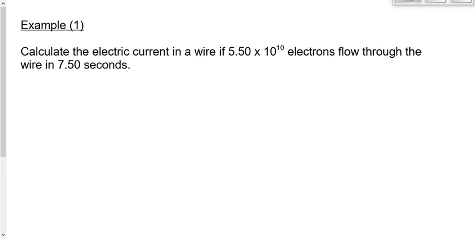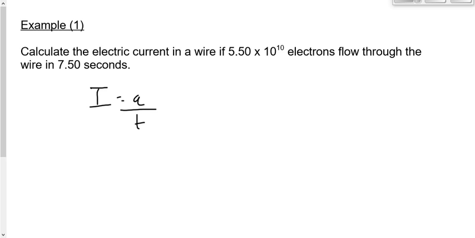Here's the first example. It's on page 3 of the booklet that I gave you last week. It says, calculate the electric current in a wire if this many electrons flow through the wire in 7.50 seconds. To find the current, we're going to say it's Q over T. But we don't know Q, do we? Or do we? What's the charge here? Okay, well, same answer as somebody gave me last class. It's not right. It's not 1.6 times 10 to the minus 19. That's the charge of 1 electron. We don't have 1 electron. What do we got? We got 5.5 times 10 to the 10 electrons.